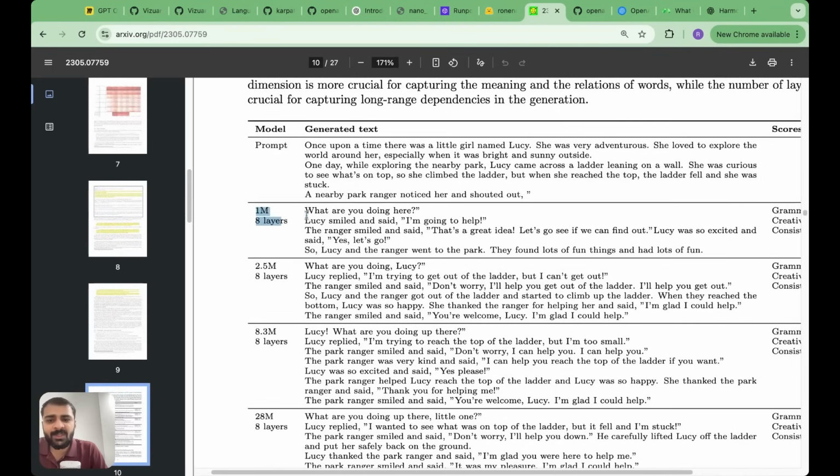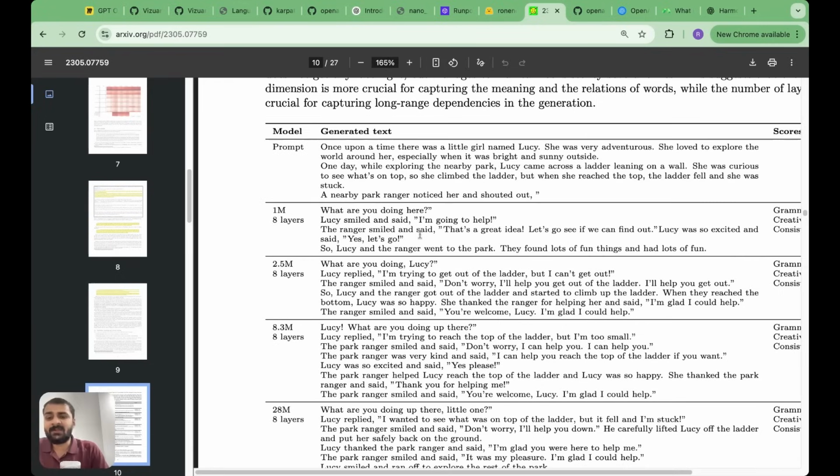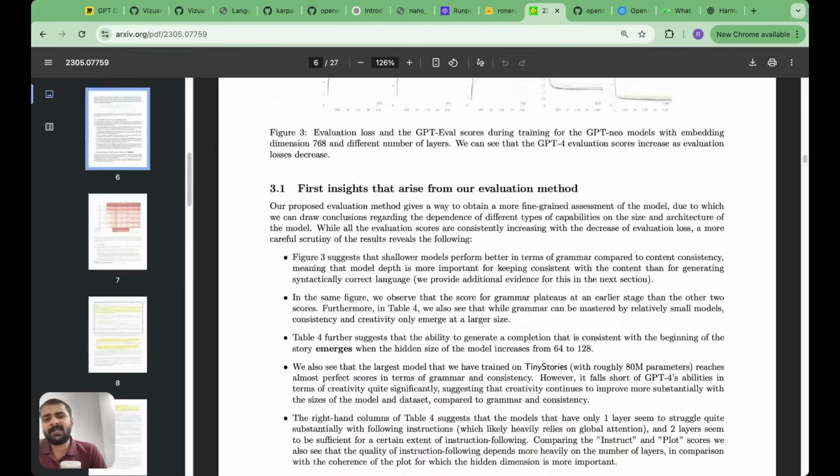And they found that even models with the size of, let's say, 1 million parameters, and so this is a text generated by a 1 million model. What are you doing here? Lucy smiled and said, I'm going to help. The ranger smiled and said, that's a great idea. The model has learnt about the format of the English language and the meaning, right? That's incredible, with even just 1 million parameters. So then we thought that, okay, let's take this data set itself.